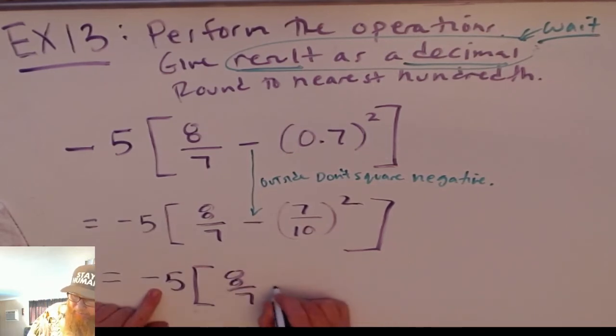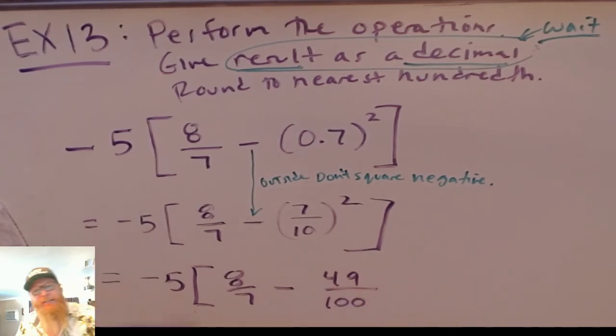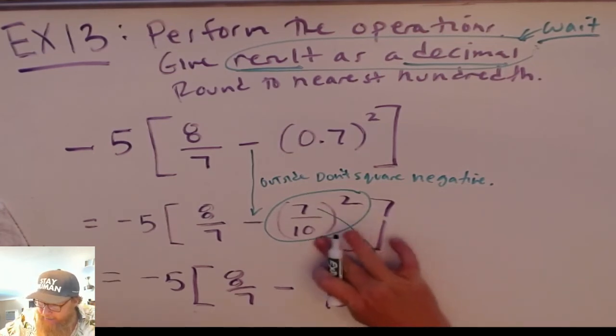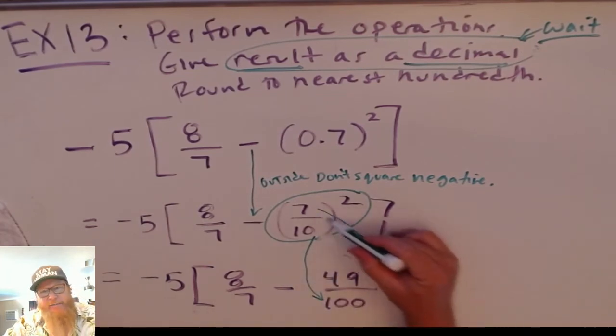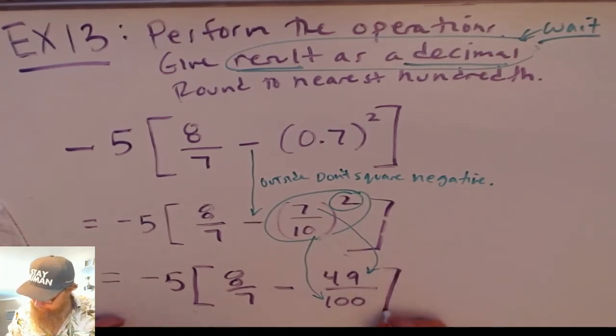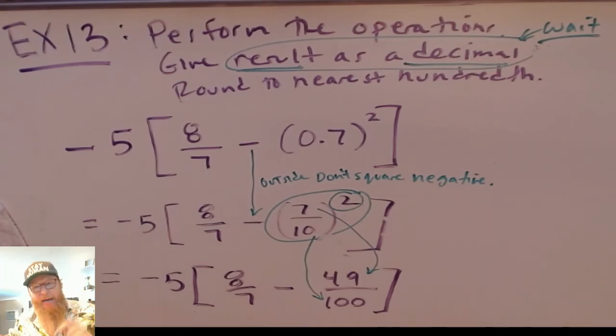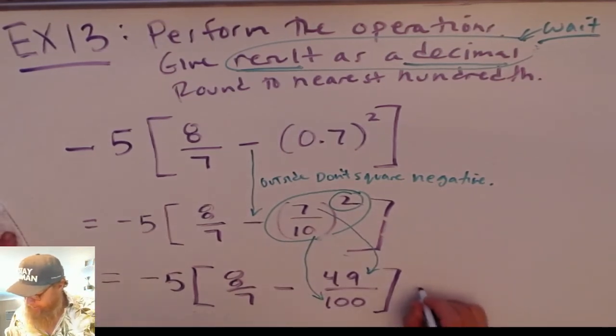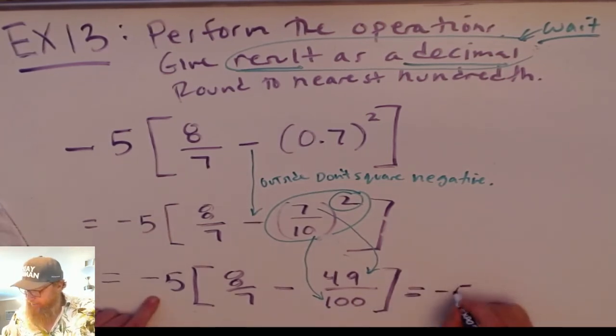I've got 8/7 minus 49/100. When you square a fraction, you square both the numerator and the denominator. So 7 times 7 becomes 49, and 10 times 10 becomes 100. So you're applying the square to both the top and the bottom. Okay, what's my LCD going to be? 700. 700 is my LCD, unless I want to put the 5 in and make it complicated. I think I'm just going to leave the 5 out because I said I was going to do that, so that the negative 5 stays out.